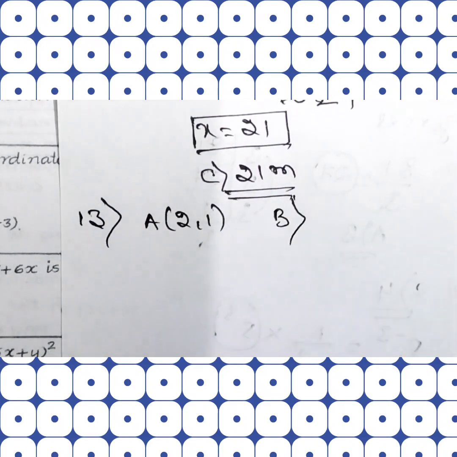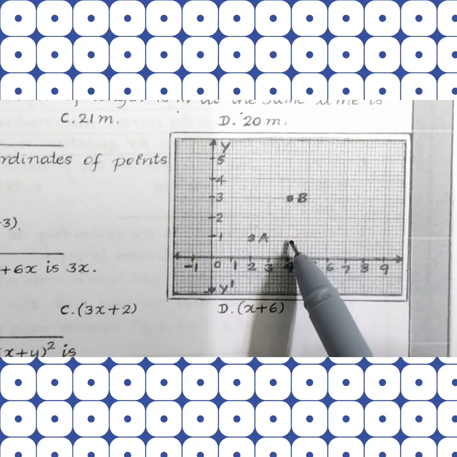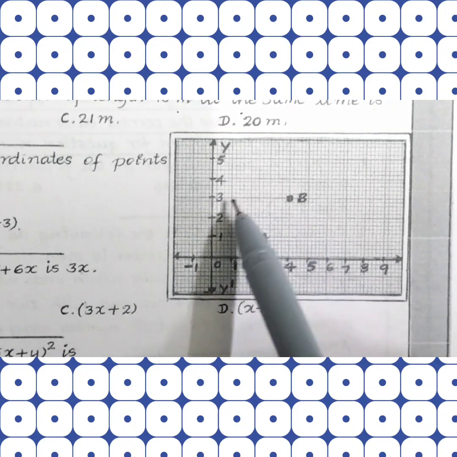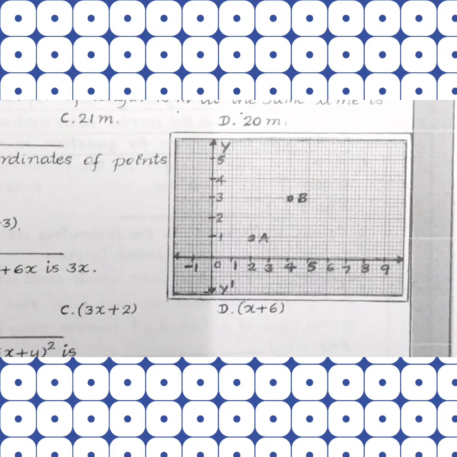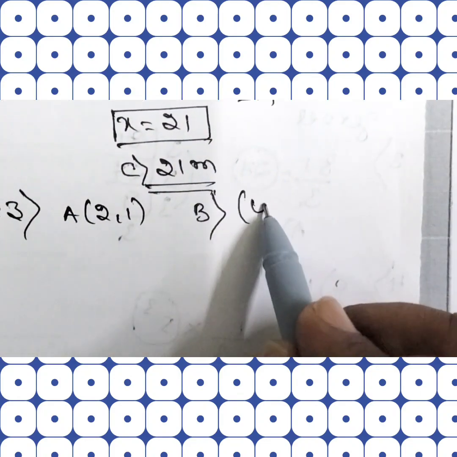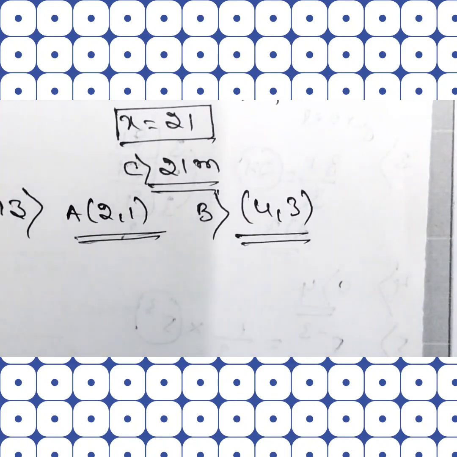Next, let us come to the coordinate of B. Point B joins to 4 on the x axis and joins to 3 on the y axis. So x is 4, y is 3. Therefore, the coordinate of the point B is 4, 3. A is 2, 1 and B is 4, 3.